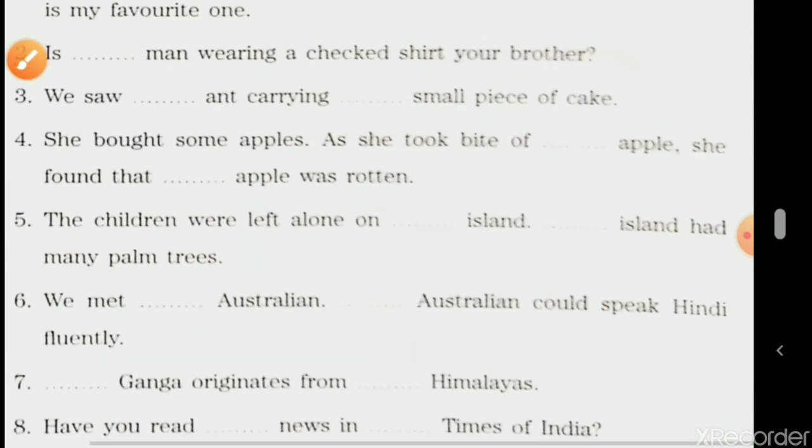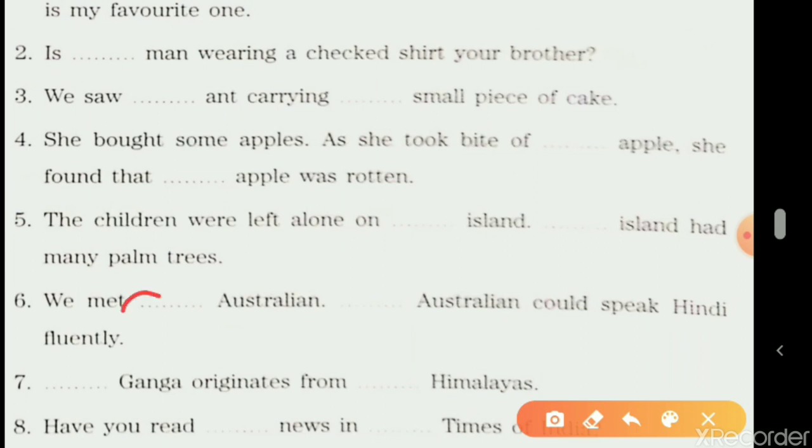Now, sixth one, we met an Australian. The Australian could speak Hindi fluently. Australian has been repeated in the second sentence, so we'll be using the before it.